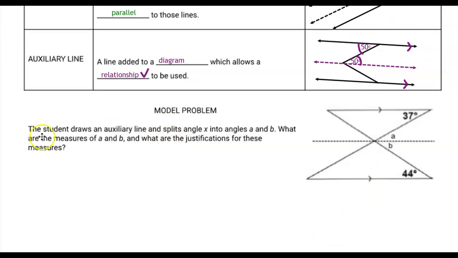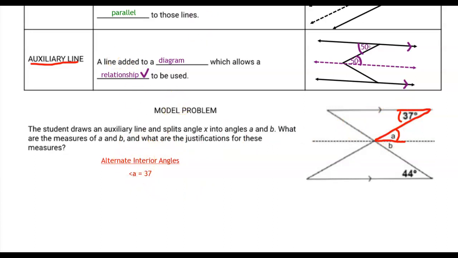Take a look at this model problem. You should see this auxiliary line that is drawn so that it splits an angle into angles A and B. Now it's asking us for the measures of A and B, and what are the justifications? Remember that in order to use this auxiliary line, we need to identify a relationship that we can use. Without this line here, we wouldn't be able to know this. But with this line, I can see that this line and this transversal and this line, both parallel to each other, form what's called that Z shape, or alternate interior angles. And here's my justification. I know that angle A is equal to 37 because of alternate interior angles.